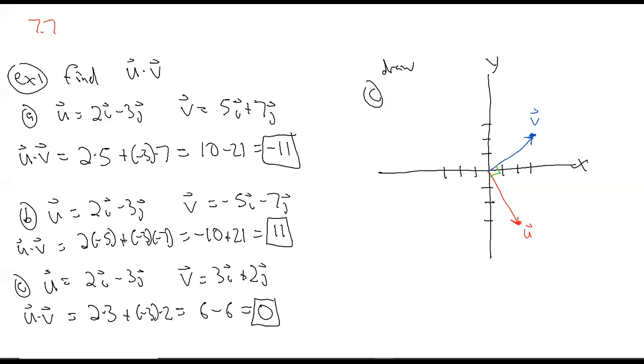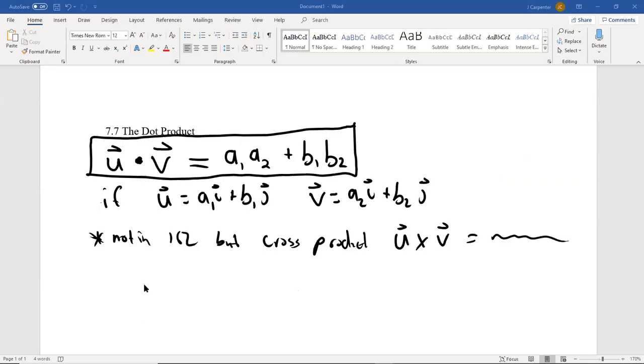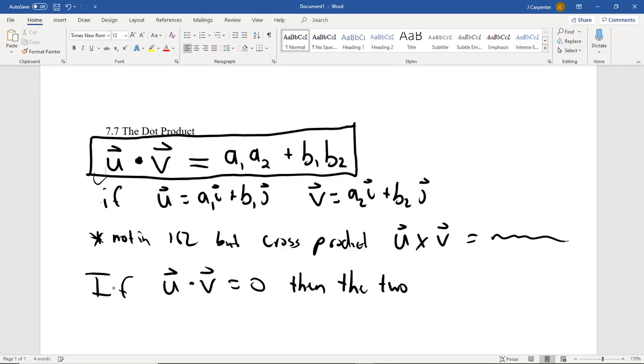So let's write that out. Hopefully you can take that leap of faith. But if u dot v, if the dot product is equal to zero, then the two vectors are what is known as orthogonal.